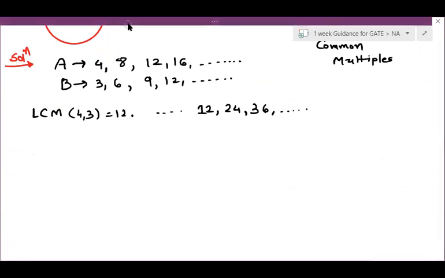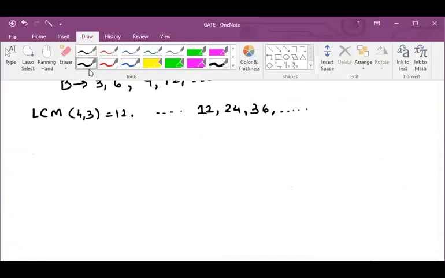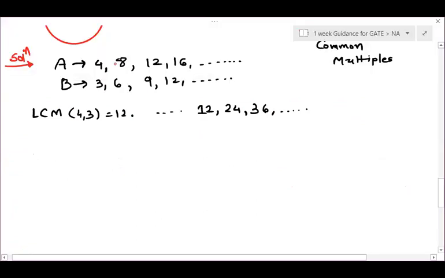Now let us start our chapter, ratio and proportion. First I will give you a brief introduction of ratio and proportion. I will give you a few shortcuts, and based on these shortcuts we are going to see a few questions, or many questions I can say.